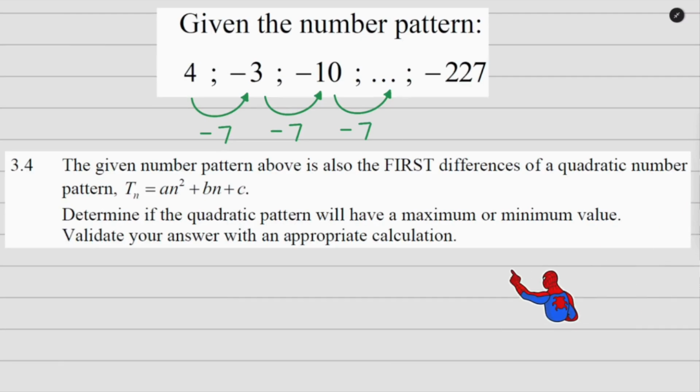And welcome to your challenge round. This number pattern is the first differences of a quadratic number pattern. And we need to determine whether the quadratic number pattern will have a maximum or a minimum value. And we need to back ourselves up with an appropriate calculation. Okay, so strap in. This is going to be quite an explanation.